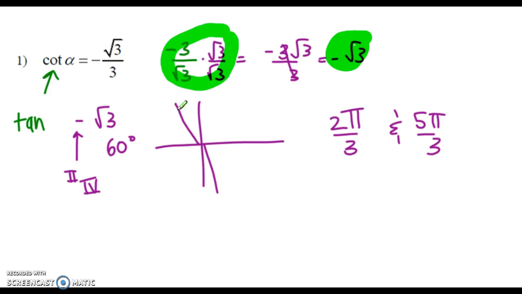Tangent is negative in the second and the fourth quadrant. And the radical 3 should tell you that you're thinking about a 60-degree reference angle in those two quadrants. In the second quadrant, your reference angle would be 2 pi over 3. In the fourth quadrant, your 60-degree reference angle is 5 pi over 3.